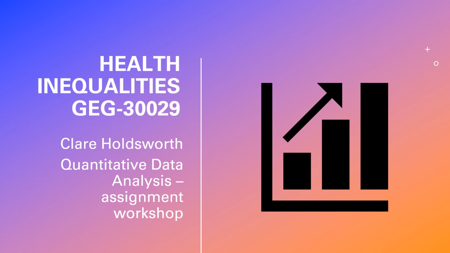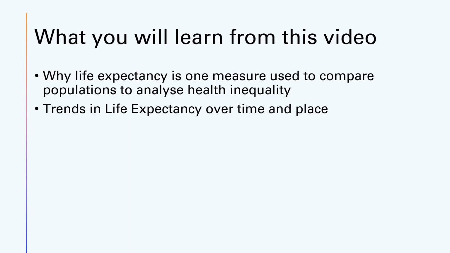Hello, in this second video I'm going to be looking at life expectancy and why this is the most favoured way of measuring and comparing mortality. So very simply, what you're going to learn from this video is you're going to understand why life expectancy is one of the main measures used to compare populations, and I'm also going to be talking a little bit about trends in life expectancy over time and place.